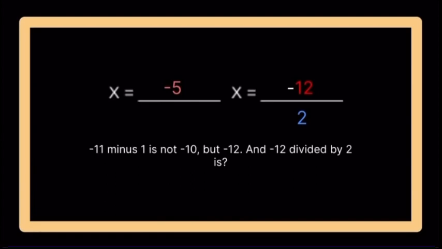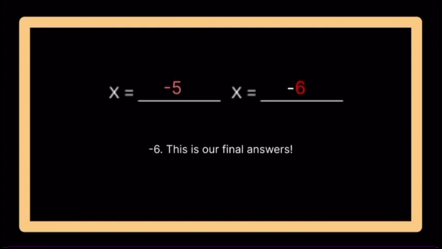Negative 11 minus 1 is not negative 10, but negative 12. And negative 12 divided by 2 is negative 6. These are our final answers.